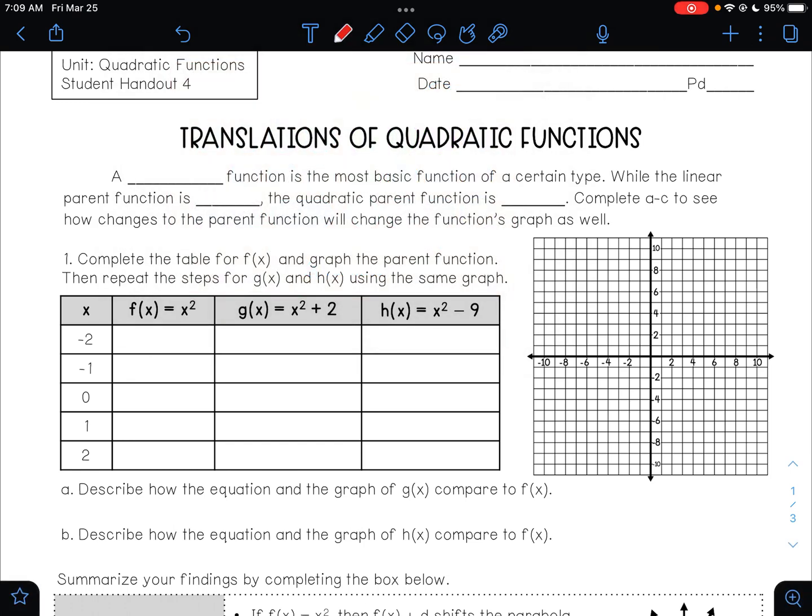So starting off with some key vocabulary, a parent function is the most basic function of a certain type. So it's the OG, it's the original graph. While the linear parent function is y equals x or f of x equals x, the quadratic parent function is f of x equals x squared. So we're going to complete A through C to see how it changes the parent function of that quadratic function.